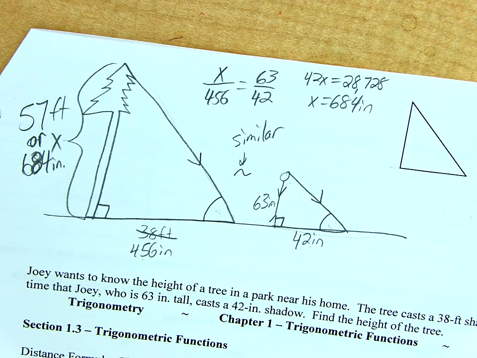All right, so does that kind of ring a bell, doing problems like that with similar shapes? Once you establish that you have similar figures, you can use a proportion to solve for any missing sides. Okay, so that's pretty much it for 1-2.